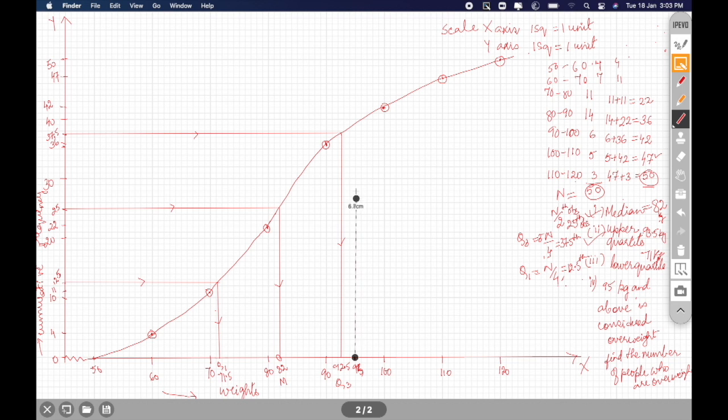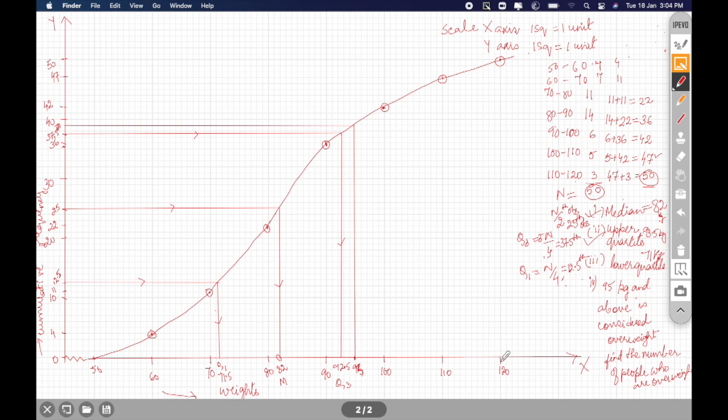So this is how I'm drawing a line parallel to the y-axis, and it will touch the ogive at a point. Now from this point on the ogive we will draw a line parallel to the x-axis touching the y-axis at a point. So now I can see that it is touching the y-axis at the point 39. 39 workers have weight less than 95 kg.